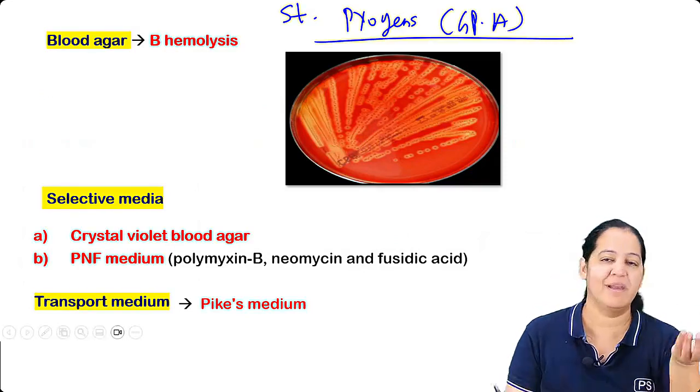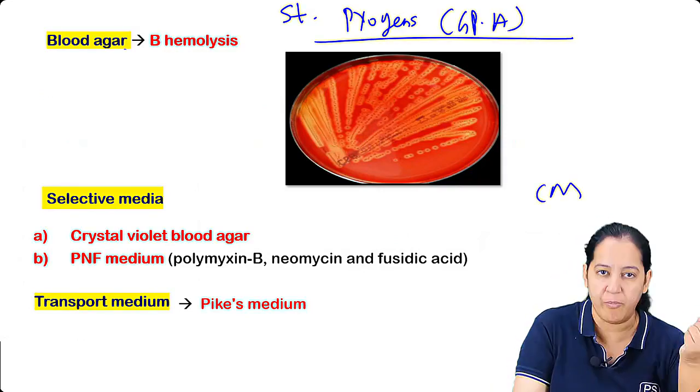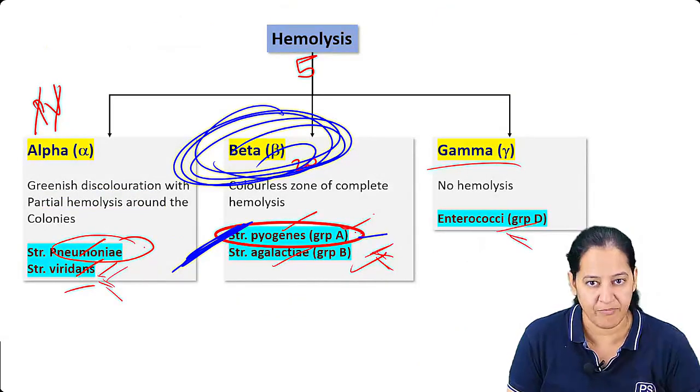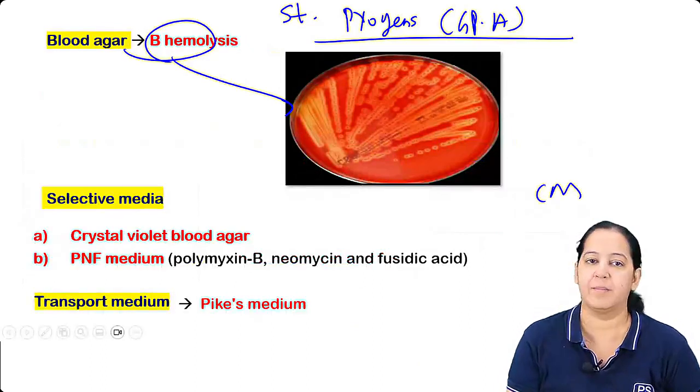ठीक है? सबसे पहले हम देखते हैं culture media. On culture media, obviously it's beta. No need to say, ये beta वाले में ही तो आ रहा है. We are studying beta only. So obviously on blood agar it's beta, showing beta hemolysis. है ना?